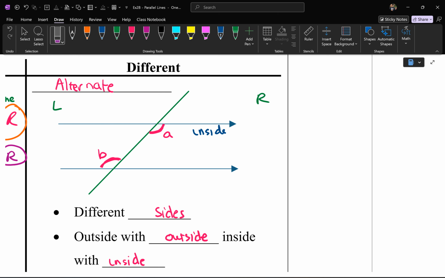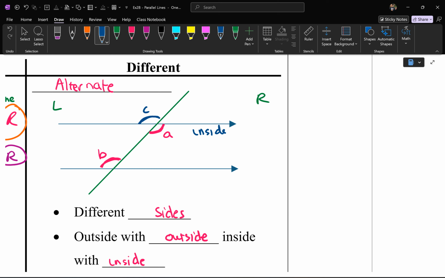So A and A, that's inside, inside, and they're both on different sides. One's on the right, one's on the left. Let's pick another one that's alternate. I can do up here. Okay, let's call that C. So angle C, can you see how that is now on the left side? So that means I need the second angle to be on the right side. So one's on the left, the other one needs to be on the right.